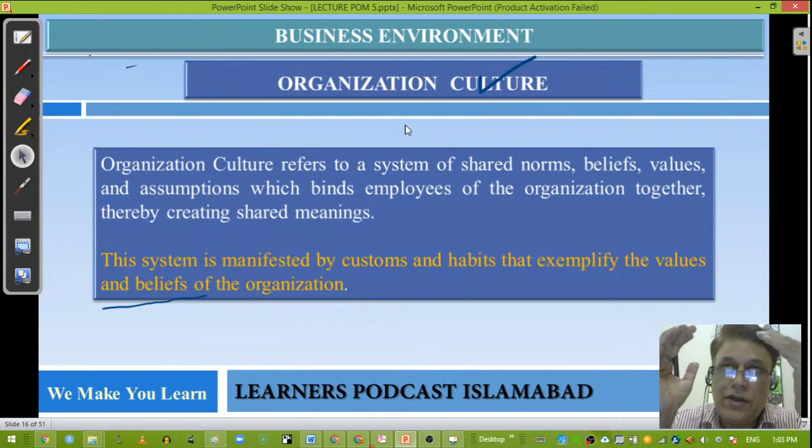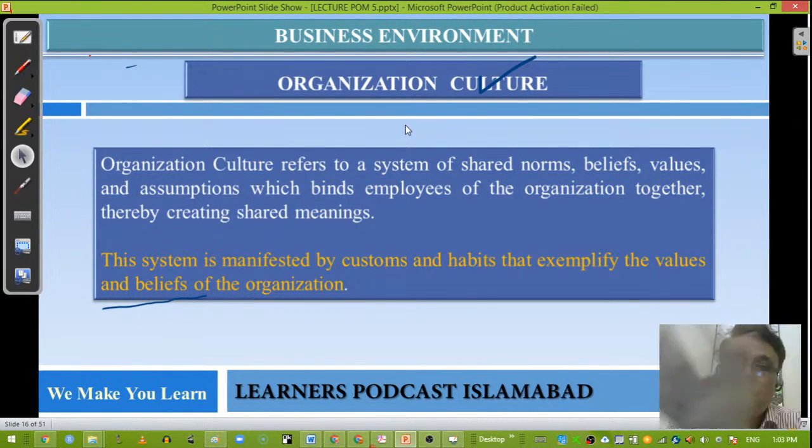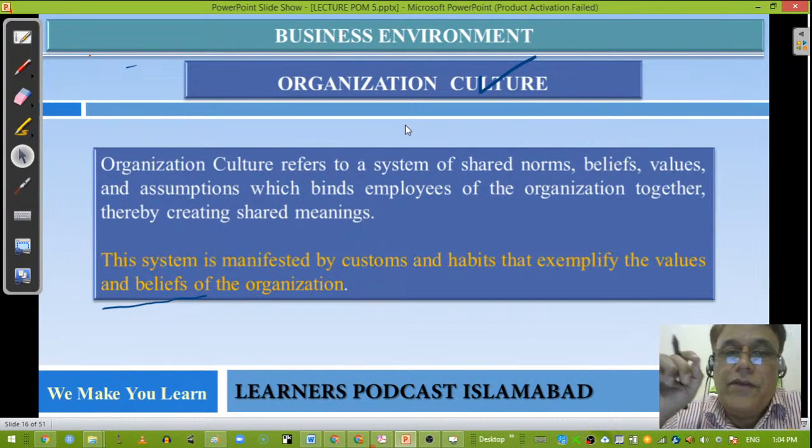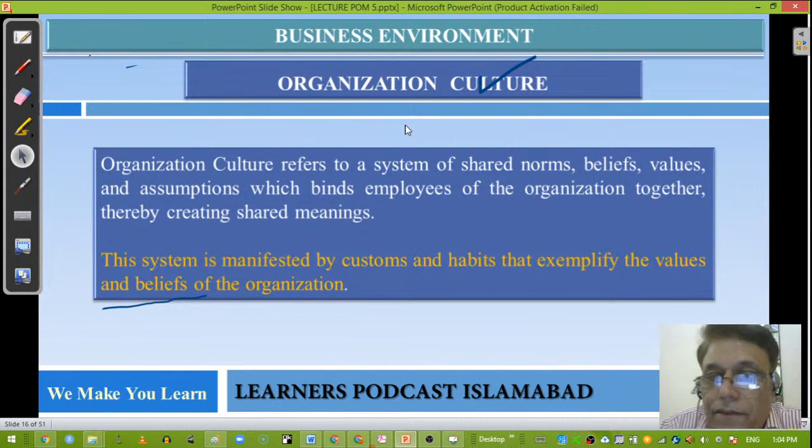So culture is basically a package of many things. You don't need to list them out; you can simply say this is that culture, and name it. This culture is manifested by the customs and habits that exemplify the value and belief system of the organization.